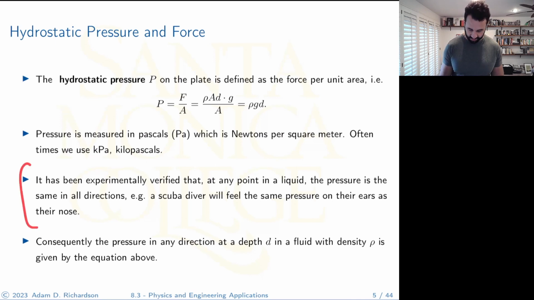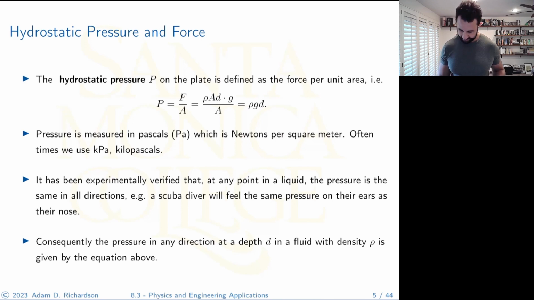Another important bit, this is where the physics comes in. It's been experimentally verified that at any point in a liquid, the pressure is the same in all directions. A good example is that a scuba diver will feel the same pressure on their ears as they will on their nose. So the pressure does not change from any direction. The pressure is the same in all directions at any given point, so that means that the pressure in any direction at a depth d in a fluid of density rho is given by this equation. So this is the equation for the pressure.